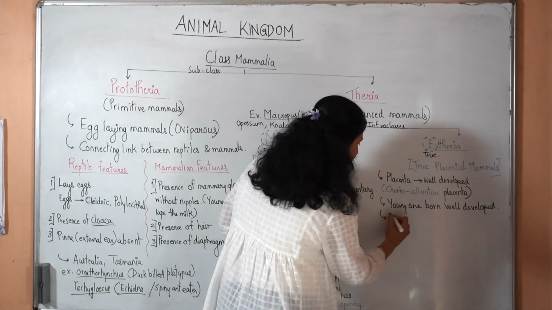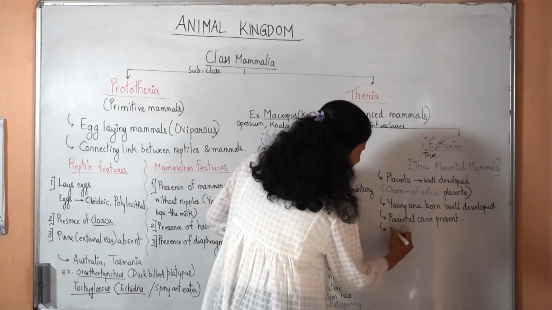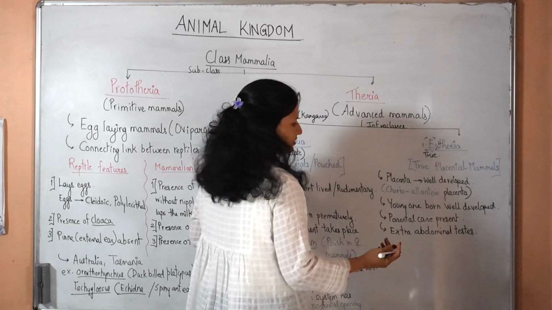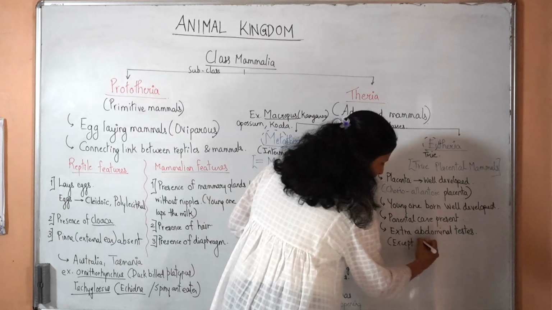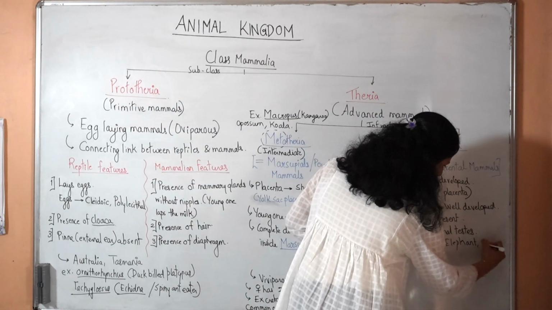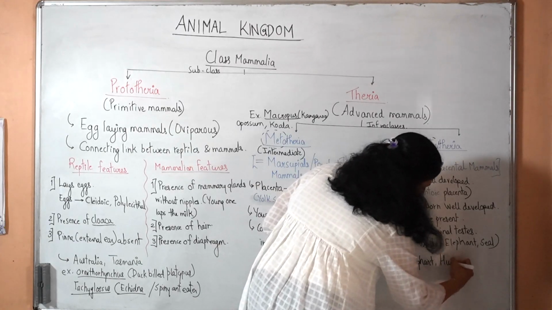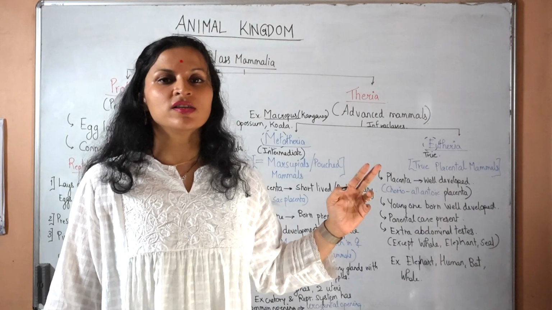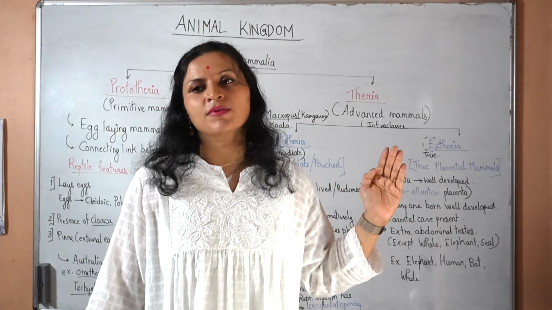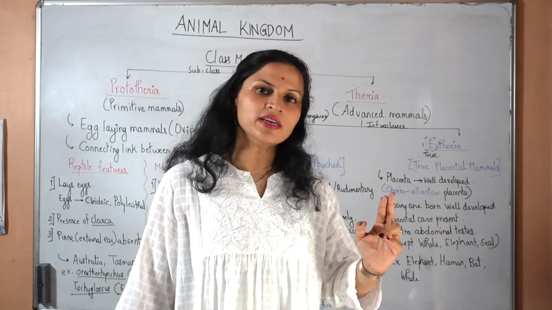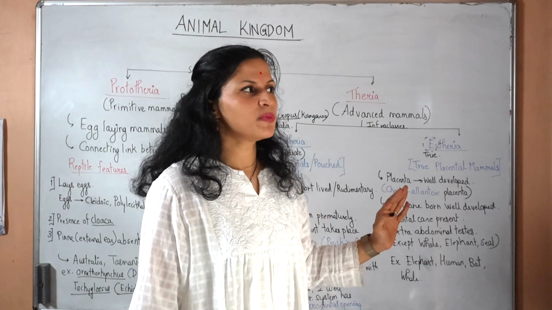Parental care present. Both the parents are usually involved in parental care. They have extra-abdominal testes. Testes are outside the abdomen, okay, which is generally not found in the other mammals except whale, elephant, seal. And some examples of common mammals are elephant, human, bat, whale, etc. So these were the 2 subclasses under class Mammalia, Prototheria and Theria. Subclass Theria is further divided into 2 infraclasses: Metatheria, the marsupials, and the Eutheria, the true placental mammals.